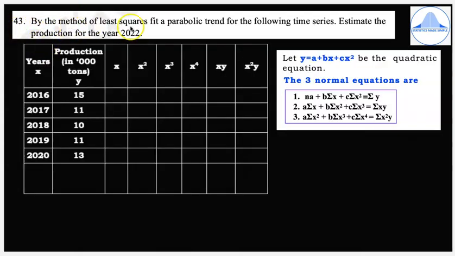43rd question. By the method of least squares, fit a parabolic trend for the following time series. Estimate the production for the year 2022. So a parabolic trend is also known as a quadratic equation, or a second degree equation. So the years and the production in thousands of tons are given. So the first step is to mark the years as X and production in thousands as Y. And let us calculate summation Y, which is equal to 60.